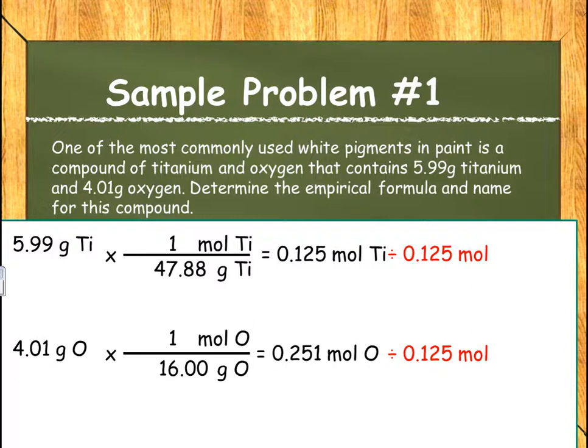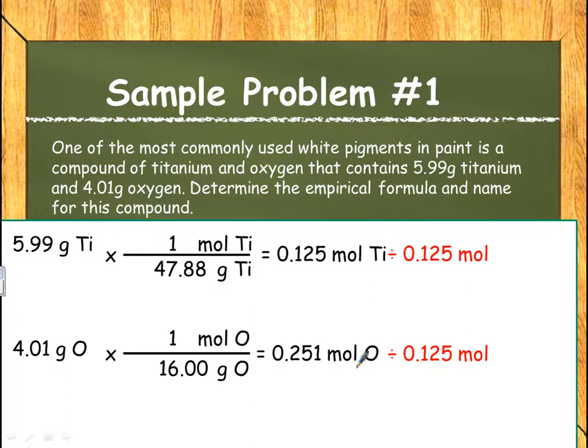What is number 3 saying? Find the mole-to-mole ratio for each element by dividing the number of moles of each element by the smallest number of moles. Good. So you have found the mole of titanium, I get 0.125 from that, and mole of oxygen. So 0.125 versus 0.251. Which one is smaller?